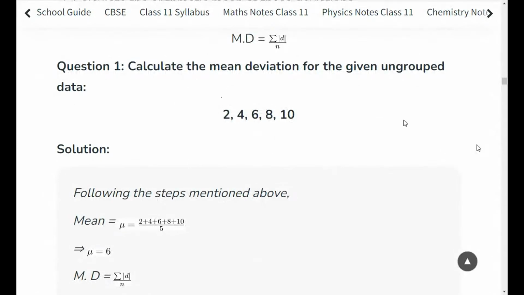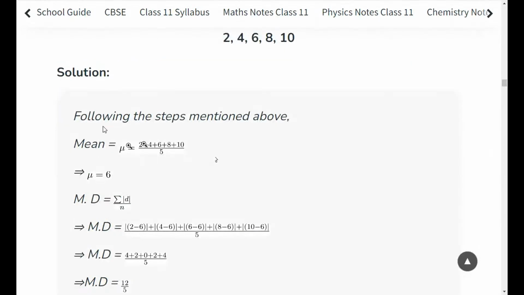Calculate the mean deviation for a given ungrouped data. This is the data that we have, and we are going to use this. Mean equal to mu equal to 2 plus 4 plus, so all the numbers have been added, and we are dividing by 5. What you are trying to find out is the average or the mean.